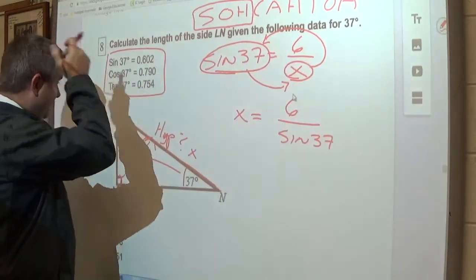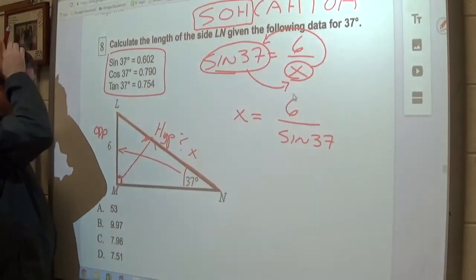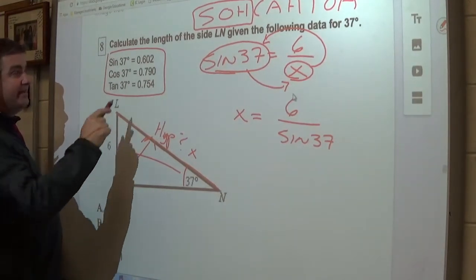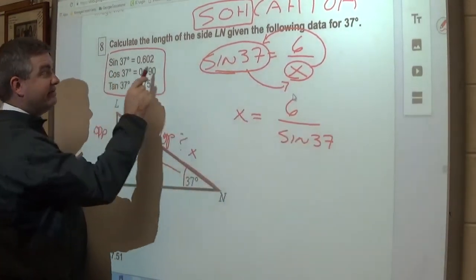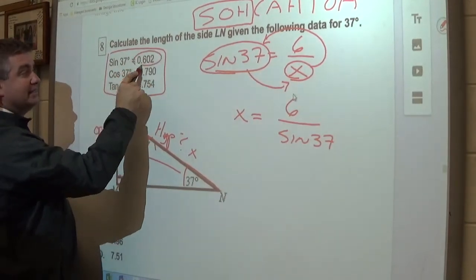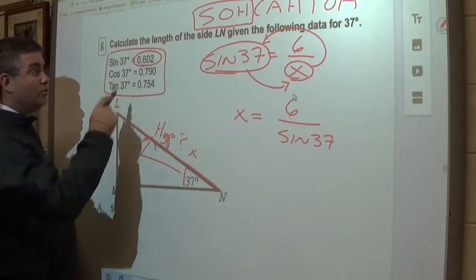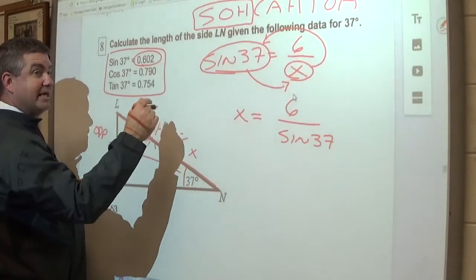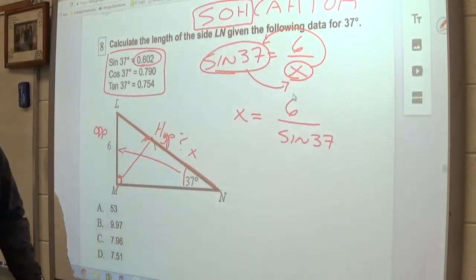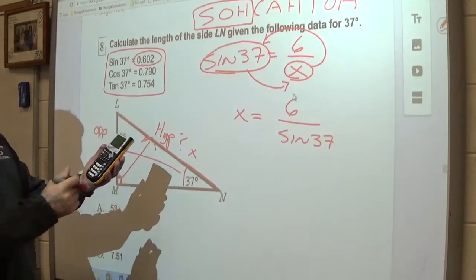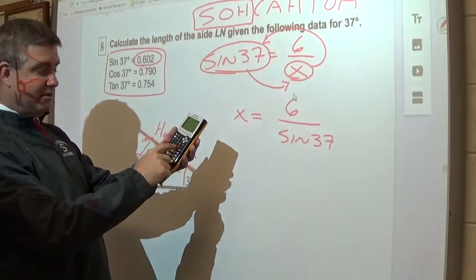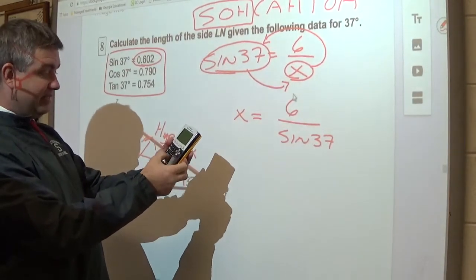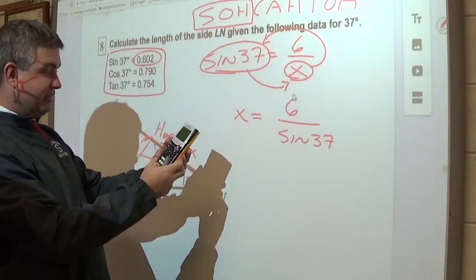Now, I'll bring you back to this stuff here if it threw you off. If you only had a 4-function calculator, then instead of sine of 37, you would type in this 0.602. You would replace that with that. And when I say 4-function, meaning it only adds, subtract, multiply, and divide. We have graphing calculators that have the trig functions on it. So we can get a more exact answer by saying 6 divided by the sine of 37 equals.